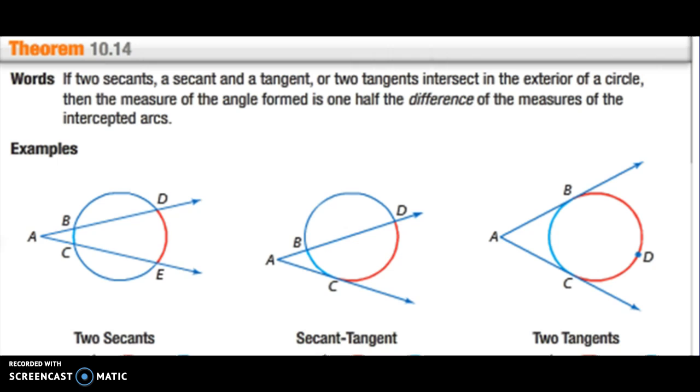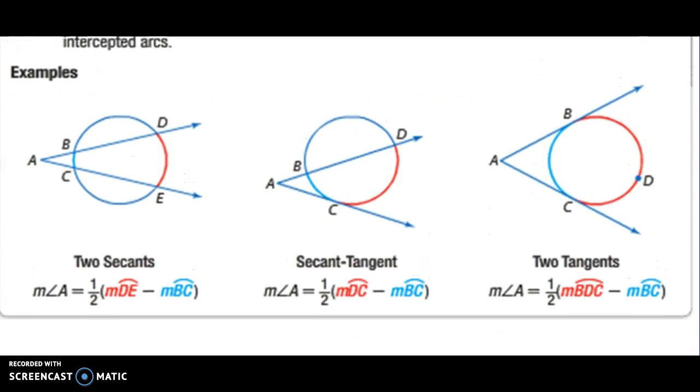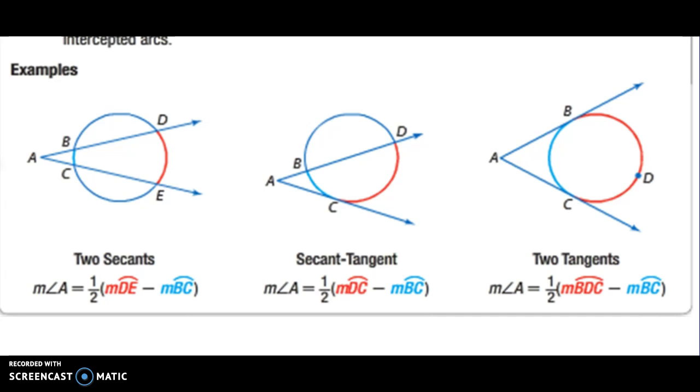Theorem 10.14 says if two secants, a secant and a tangent, or two tangents intersect at an exterior angle, then the measure of the angle formed is 1/2 the difference of the measure of the intersected arcs. Okay? So, if I look at this example right here, the measure of angle A right there is going to be half of the difference between those two. So I'd subtract them and take half of it. Same with right here. I would take BC minus BC and take half of that. Same with right here.